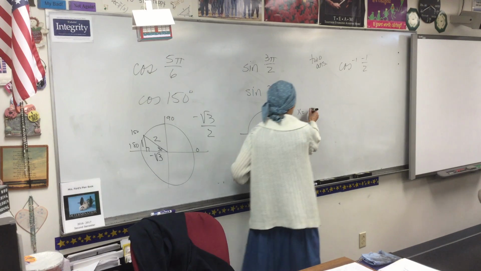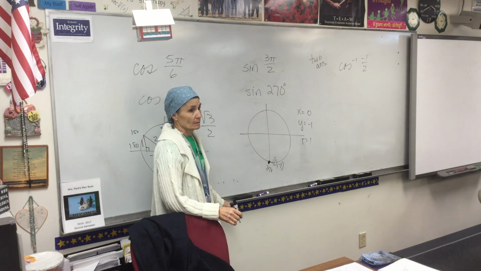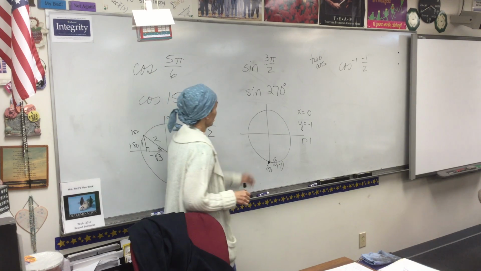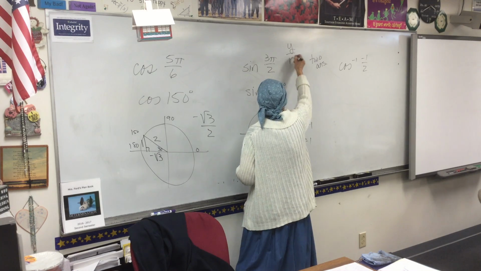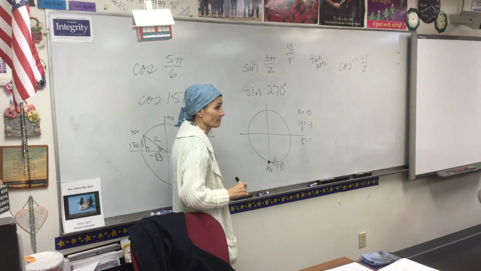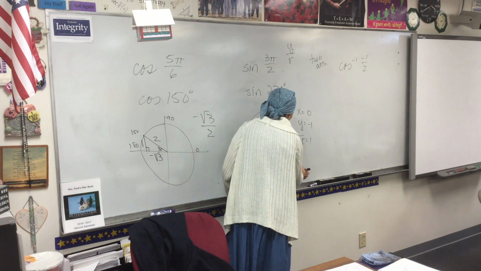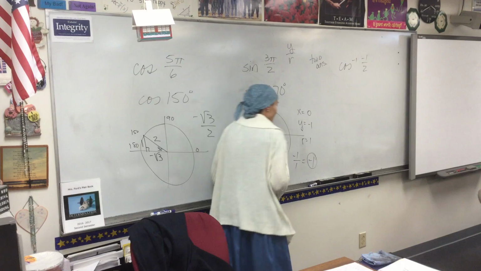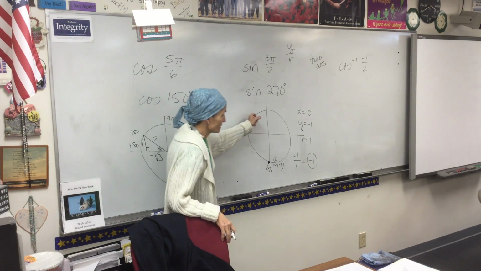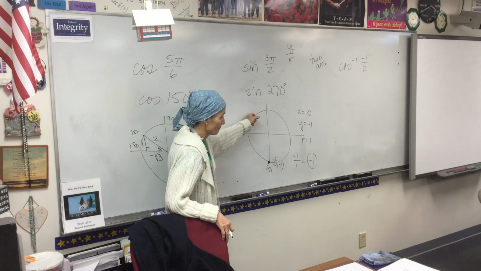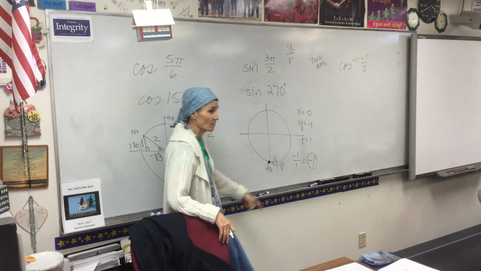So x is 0 and y is negative 1. Then we've got to remember that sine is y over r. So y over r would be negative 1 over 1, which is negative 1. These are the ones that are sometimes undefined, just because you're sometimes putting 1 over 0 or something, right?